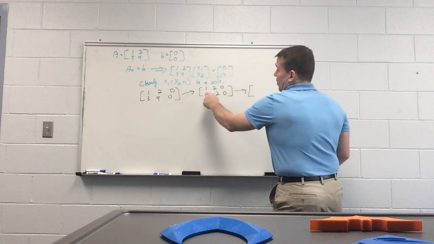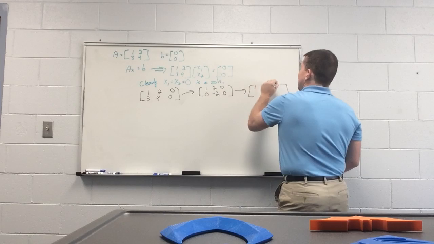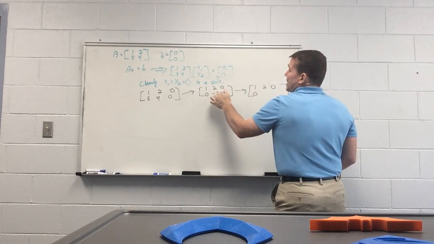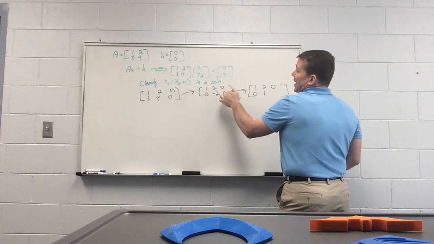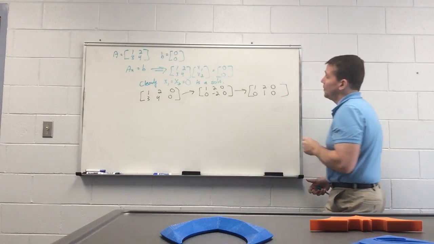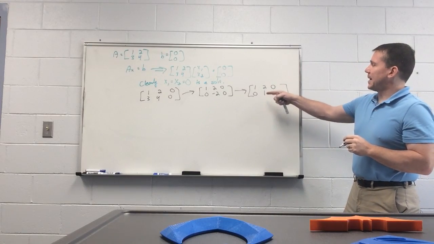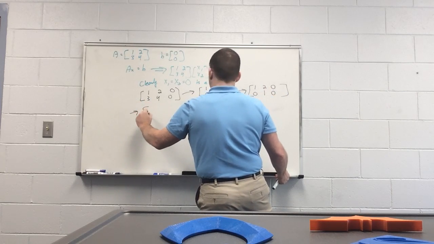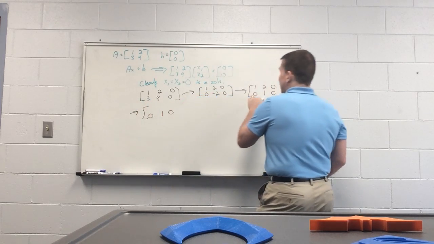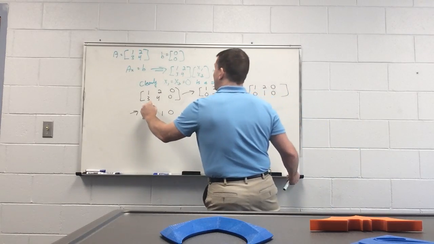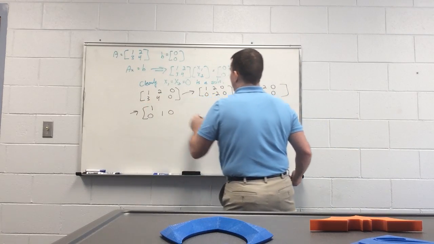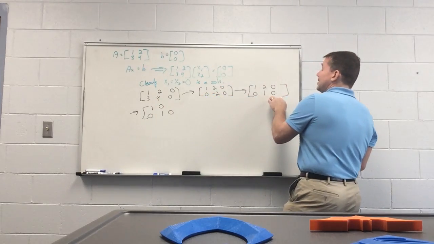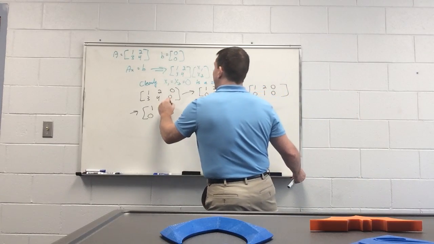Now I have 1, 0. So now top row will stay the same. Multiply this row by -1/2. 0 times -1/2 is 0. -2 times -1/2 is +1. 0 times -1/2 is 0. Now, multiply this row by -2 and add it there. Bottom row will stay the same. -2 times 0 is 0 plus 1, which is 1. -2 times 1 is -2 plus 2, which is 0. -2 times 0 is 0 plus 0, which is 0.